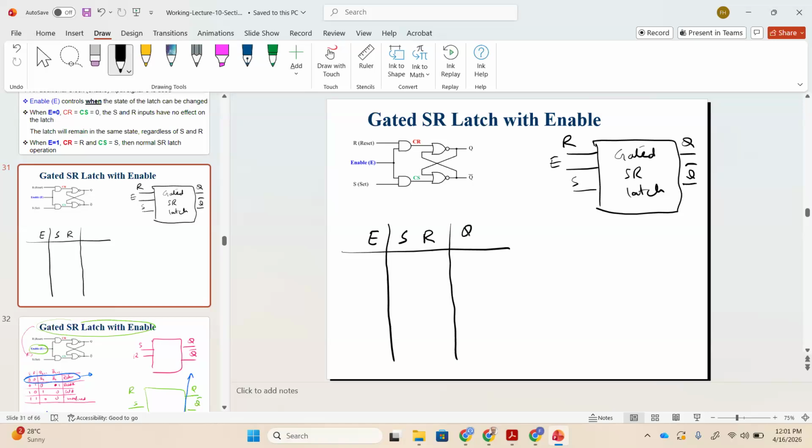Okay, and then we have QT plus 1, because we are interested in QT plus 1. QT plus 1 is actually the next value. Let us assume that we have E equal to 0. E stands for enable. So when E is 0, independent of the value of R and S, both of them will be ignored. So what will be QT? QT plus 1 will be QT, and QT plus 1 bar will be QT bar.